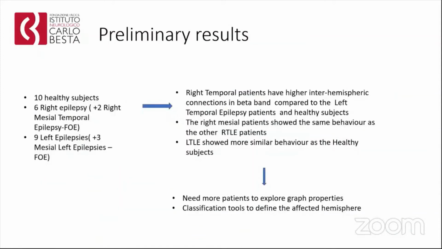From this first evaluation, the only thing that I could find is that the right temporal patients have higher interhemispheric connections in the beta band compared to the left and the healthy subjects. I could not distinguish, at least with this method, the left patients from the healthy subjects. So this is just the first step that I'm trying. I need to have more patients, and of course I need to do more advanced connectivity studies and apply graph theory and classification. This is just the beginning. So this is all that I can tell.